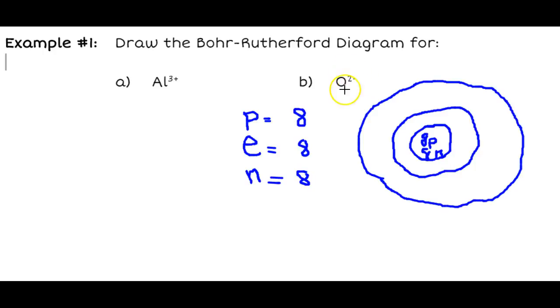But this negative charge right here tells me that I've added in 2 extra electrons. So in fact, this ion would not have 8 electrons. It would have 10. I still have 8 protons and 8 neutrons in the nucleus, but I need to populate these energy levels with 10 electrons because it has an overall 2 negative charge. So I'm going to go ahead and do that. 1, 2, and then the other 8 in this outer shell.